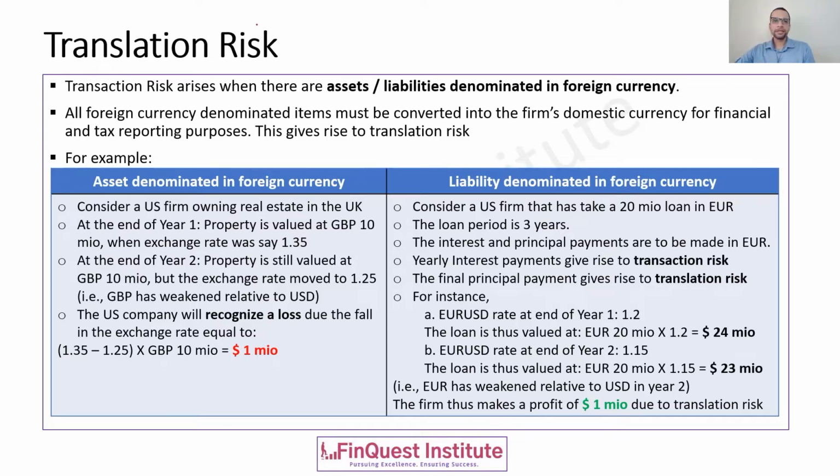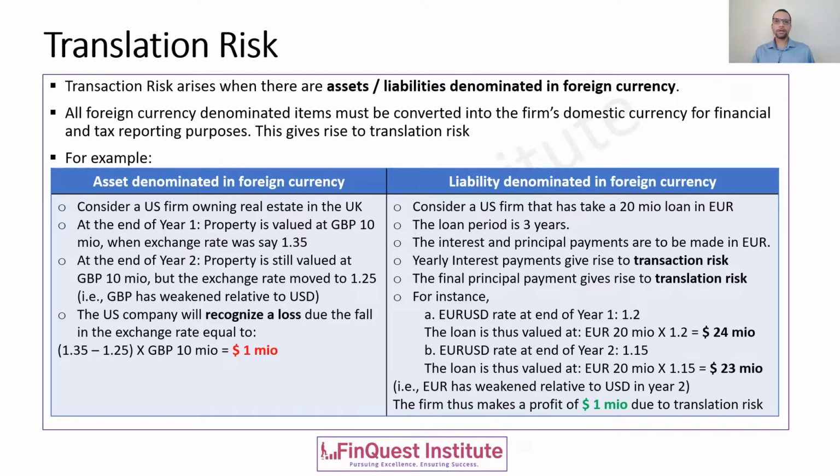Next is a translation risk. Now, translation risk arises whenever there are assets or liabilities which are denominated in a foreign currency. Now, we know that any kind of foreign currency denominated items, be it asset or liability, they finally have to be converted into the respective firm's domestic currency.